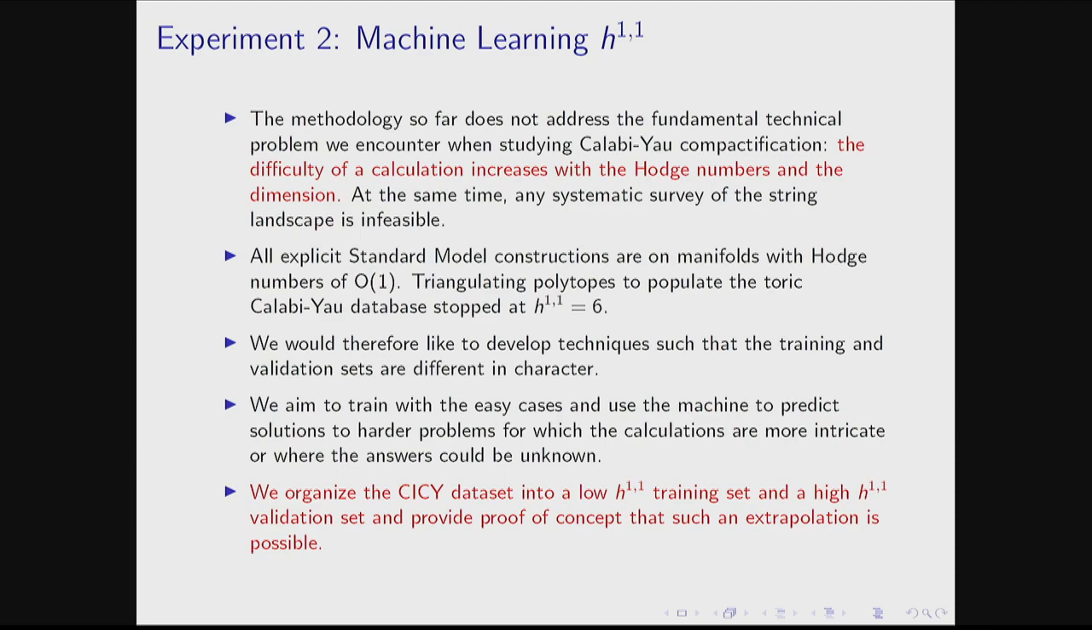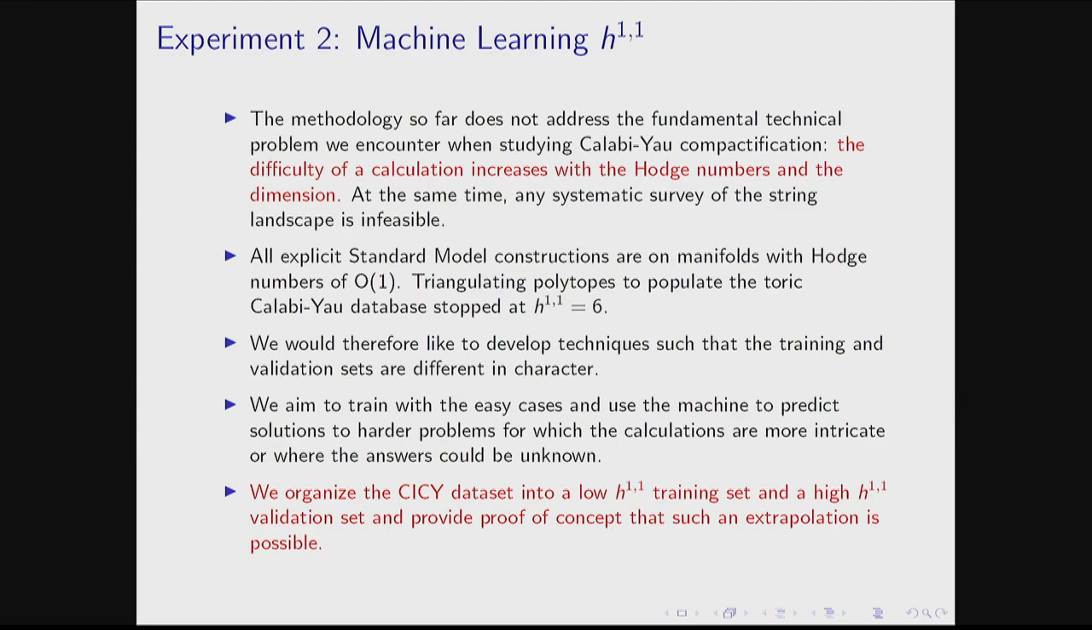So in that spirit, I'll show you some preliminary results from the paper that we are close to finishing. We organized the CC data set into a low H11 training set and a high H11 validation set. So we'll train with data where H11 is less than some particular Hodge number, say 1, 2, 3, and so on. And then we try to predict the high Hodge numbers.